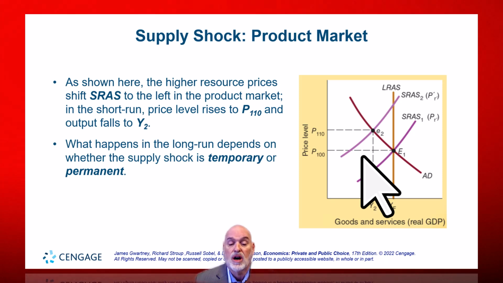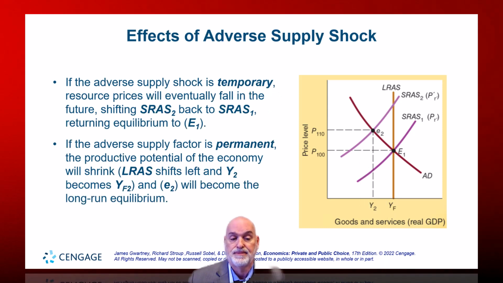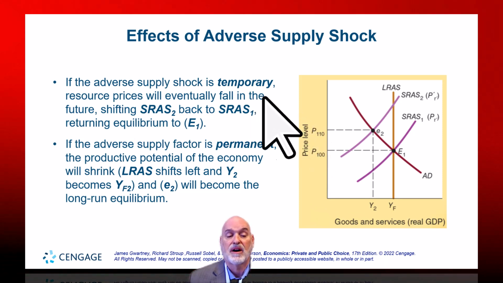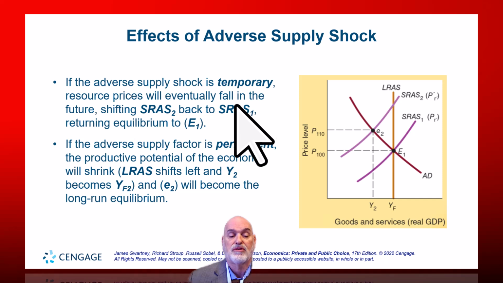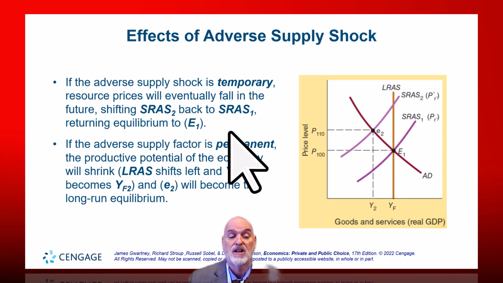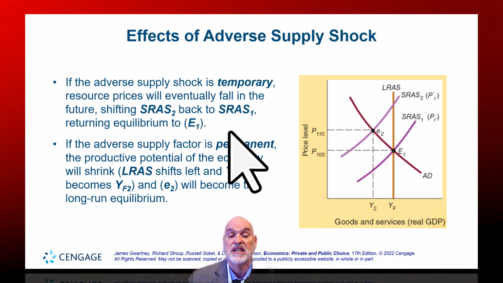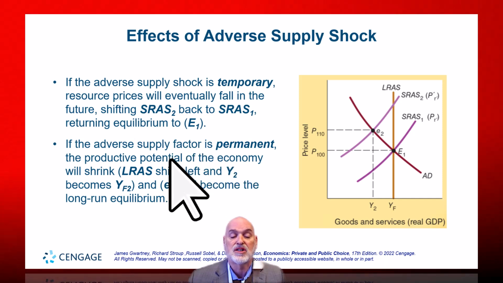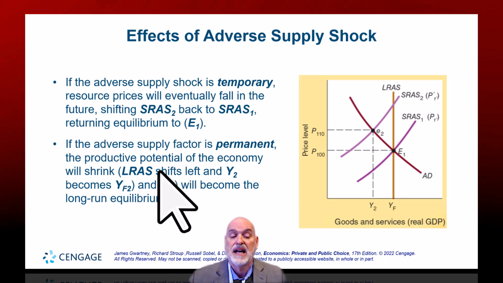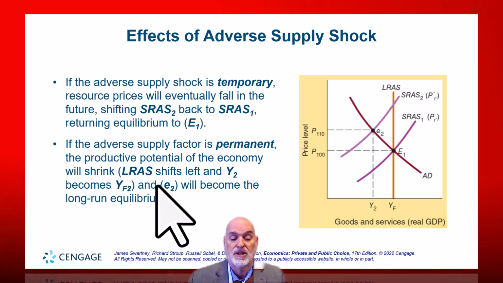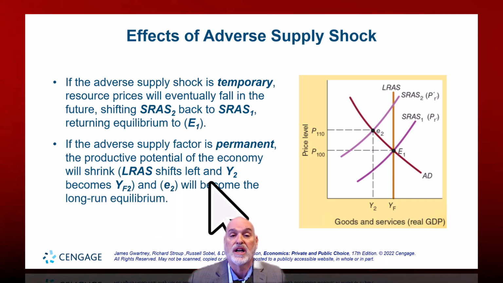What happens in the long run depends on whether the supply shock is temporary or permanent. Even if the adverse supply shock is temporary, resource prices will eventually fall in the future, shifting SRAS2 back to SRAS1, returning equilibrium to E1. If the adverse supply factor is permanent, the productive potential of the economy will shrink. LRAS shifts left, and Y2 becomes YF2, and E2 will become the long-run equilibrium.